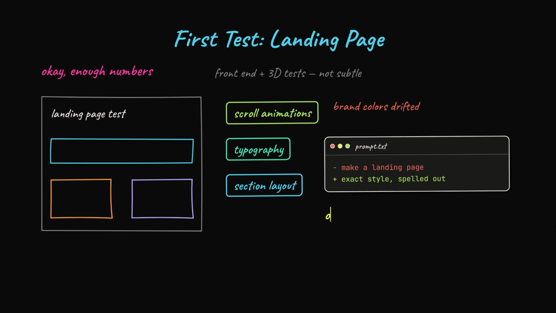But when I gave it a more detailed prompt describing the exact style I wanted, the output jumped a full tier. That's a pattern with this model. It rewards specific prompts way more than most models I test.